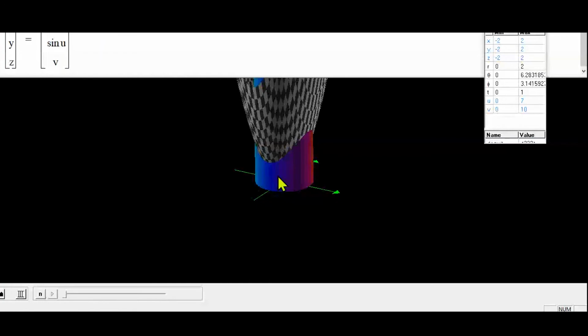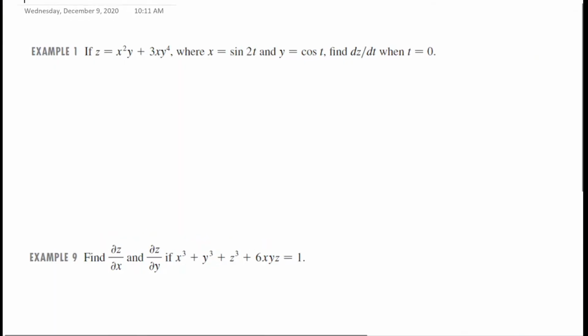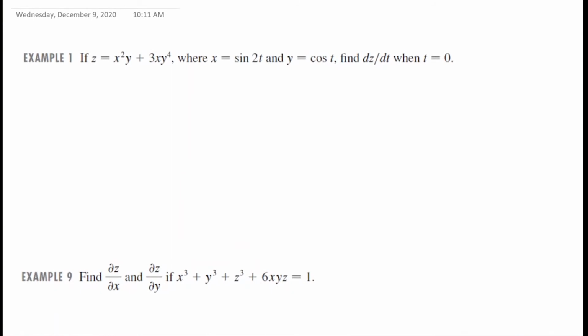How about that? Now, this is kind of what I taught you yesterday, but another example. We have to find dz over dt with the chain rule when t is equal to 0. Okay? So let's try to remember what this was. dz over dt.